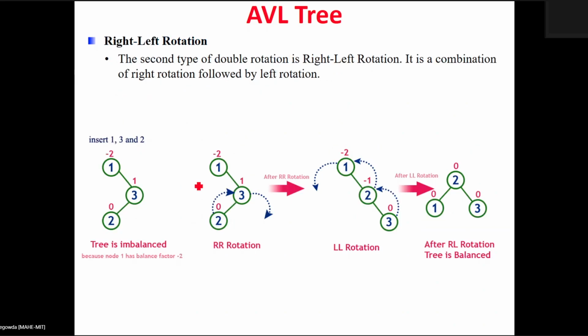Similarly, we have right left rotations. Say for example, if we are given an AVL tree made up of 2 nodes only, 1 and 3. Suppose you are trying to add one more node, say 2, which is going to become the left child of 3. And if you calculate the balance factor, it becomes 0, 1 and -2 for nodes 2, 3 and 1 respectively.